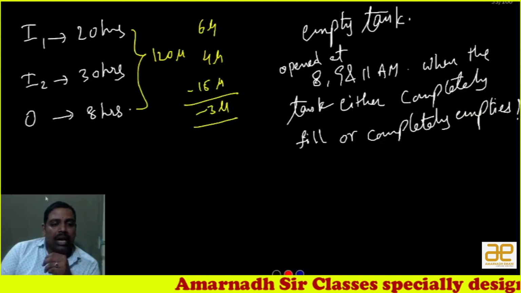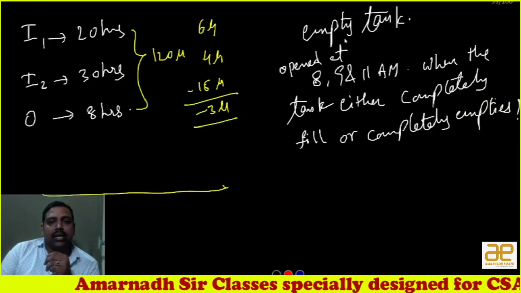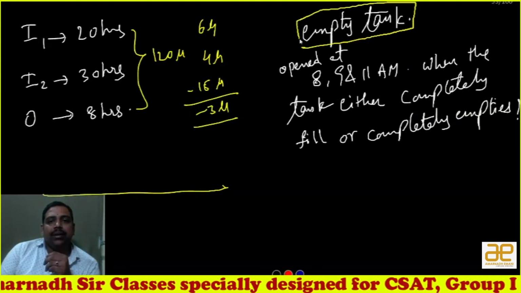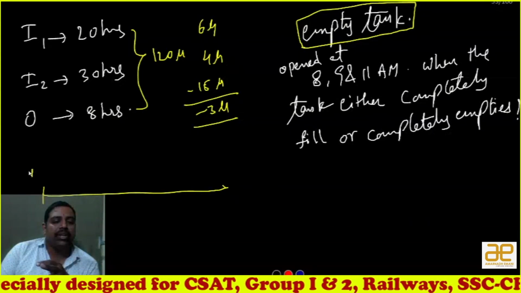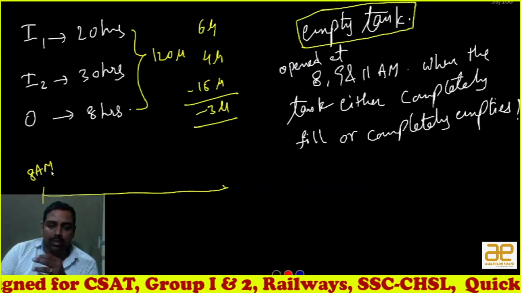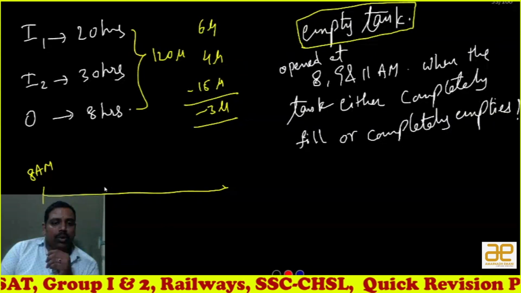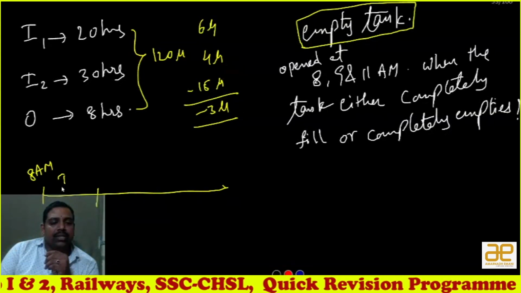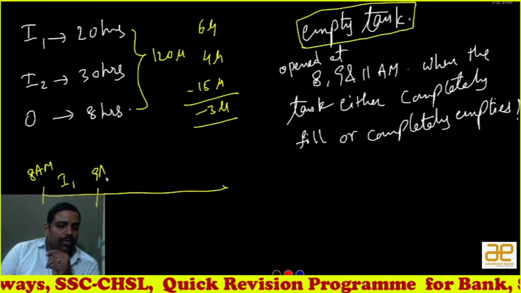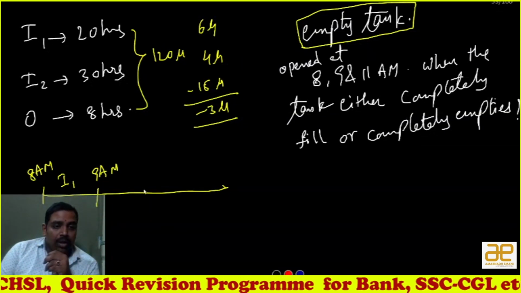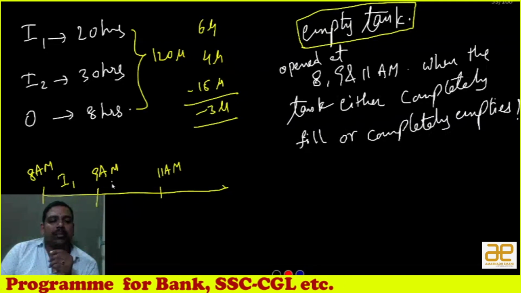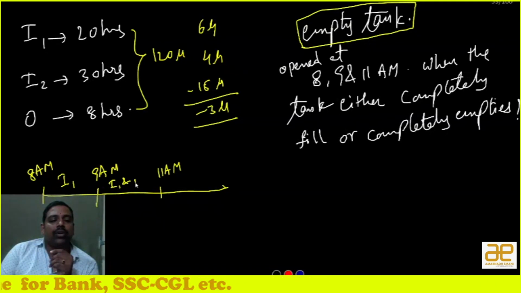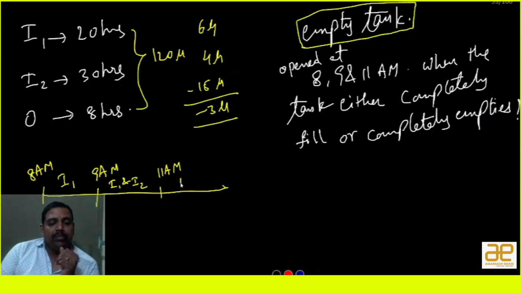Okay. As usual, I'm taking this. Initially the tank is empty, right? Okay, it's an empty tank. So at 8 o'clock the tank is empty. Okay, 8 o'clock in the morning. So at 8 o'clock inlet 1 was opened. This is up to 8 to 9. 9 to 11 inlet 2 is also open. That means inlet 1 and inlet 2 are both working. 11 a.m. onwards all the 3 are working.